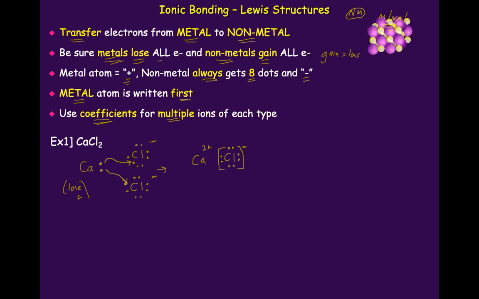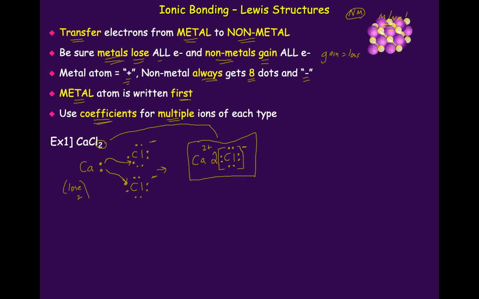Okay, and because I have 2 chlorines, again, there's 2 chlorines, that becomes the coefficient that I need here. I'm going to put that in front there. So this becomes the correct dot structure. All right, so it's really very easy.